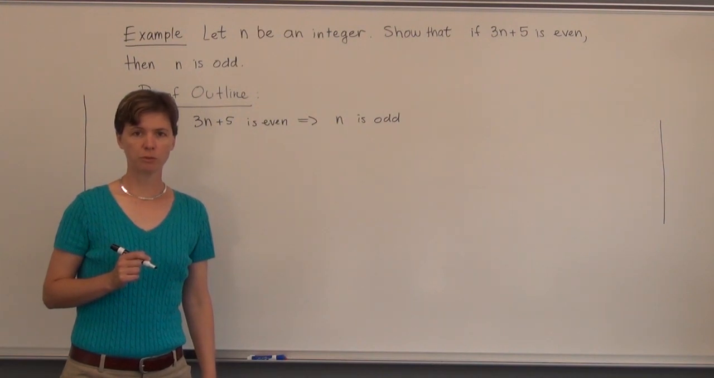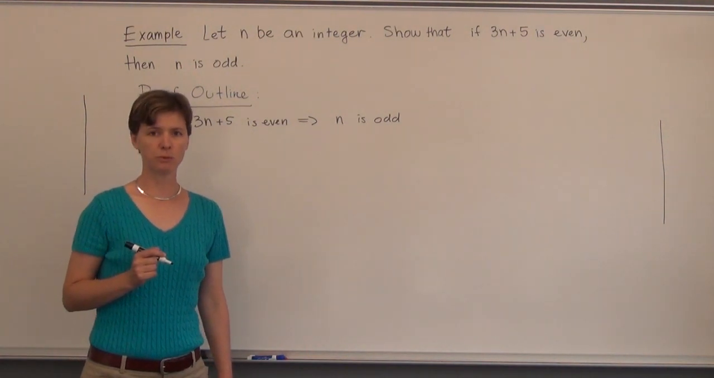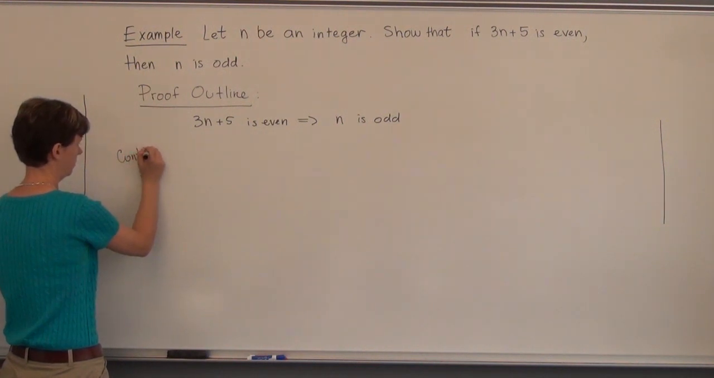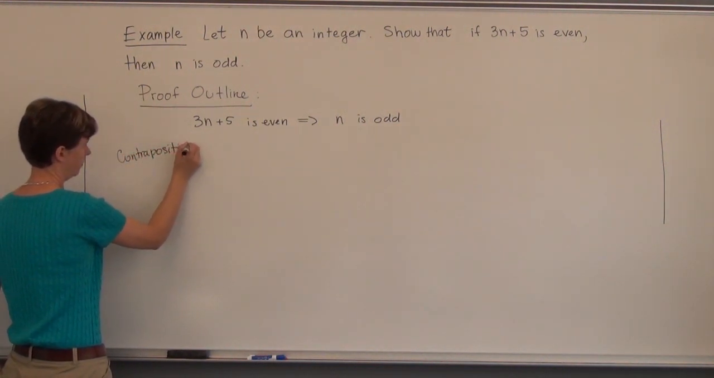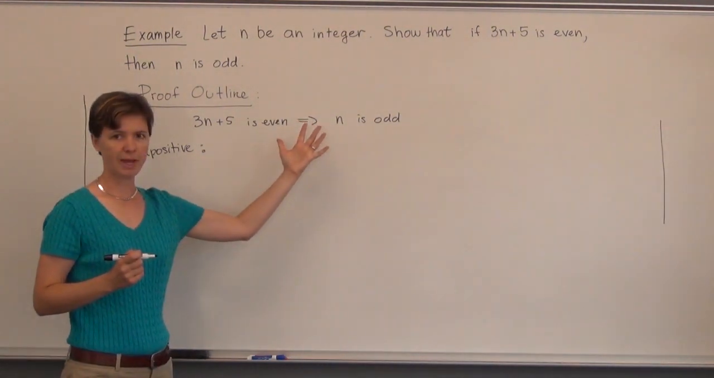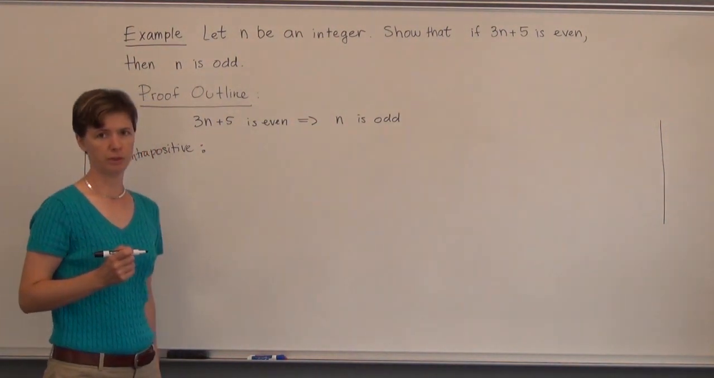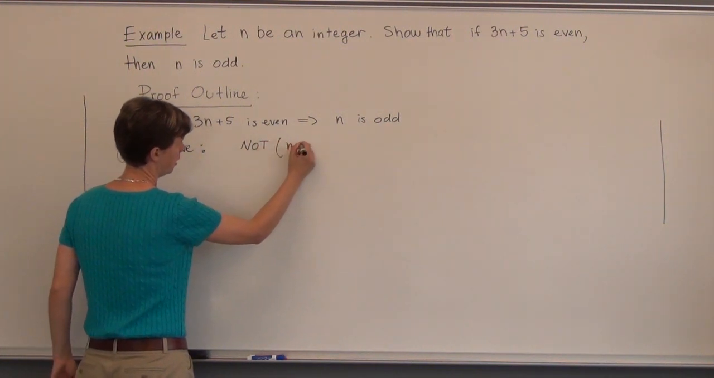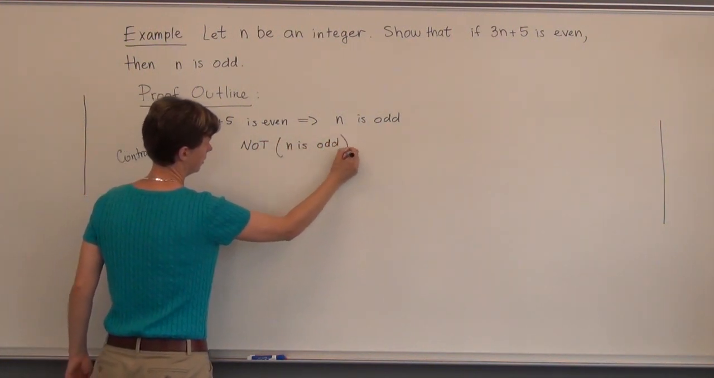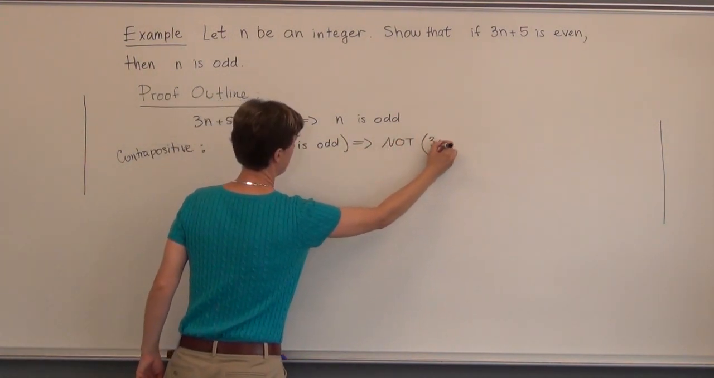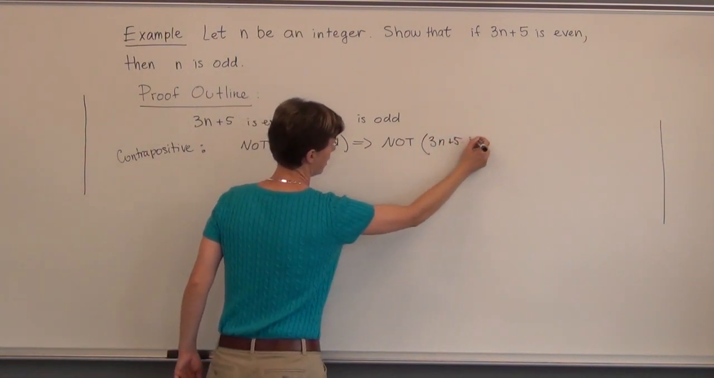Remember that proving a contrapositive of a statement is equivalent to proving the statement itself. So why don't we write the contrapositive of this? Here's the contrapositive. What you do is you switch them around, but as you switch them, you have to negate each one. So I'm going to say not n is odd implies not 3n plus 5 is even.